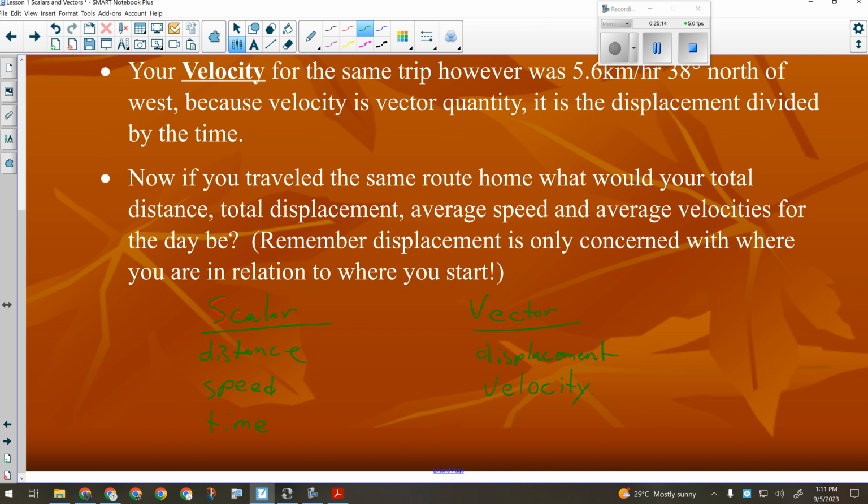Now, some of the other quantities we're going to deal with, like acceleration. Acceleration is vector. Work and energy are scalar. But for today we'll just deal with these ones here. So our vector quantities are going to be displacement and velocity, and scalar are distance, speed, and time. Questions so far, guys?